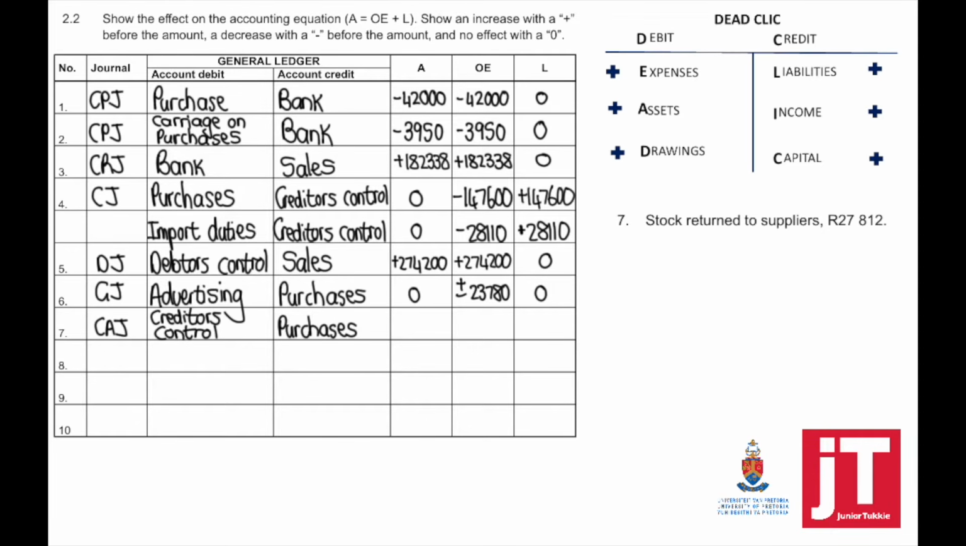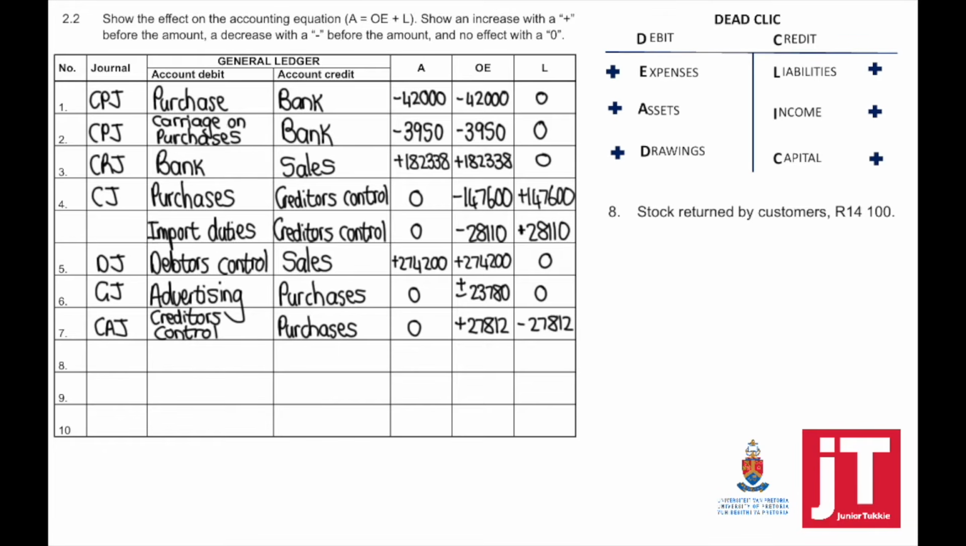Creditor's control is regarded as a liability, purchase as an expense, which means it will be plus 27,812. Because my expense decrease, it will have a positive effect. And liabilities minus.